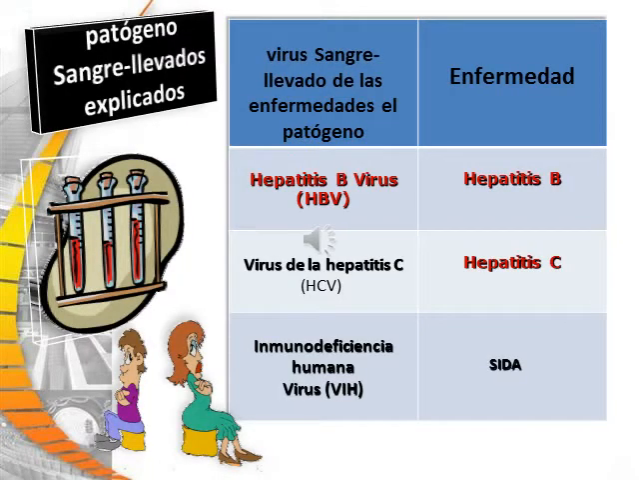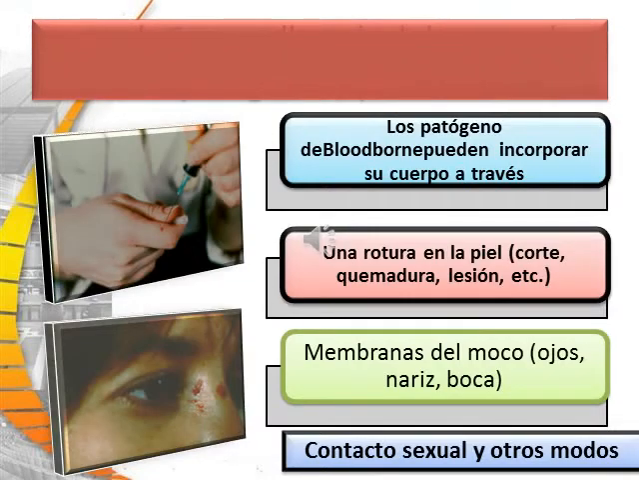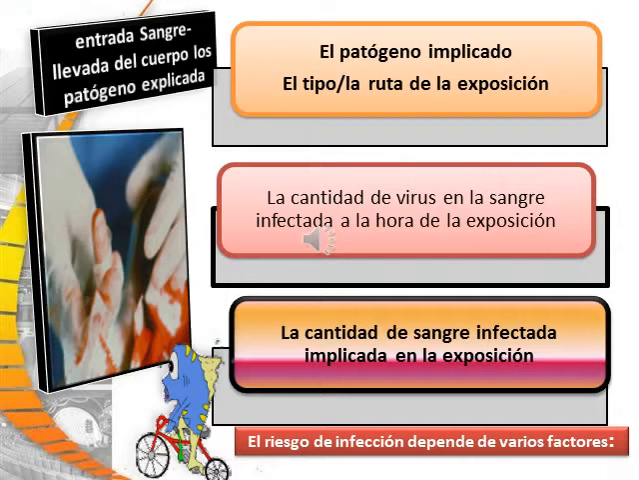Here we can see the types of bloodborne pathogens explained: hepatitis B virus, hepatitis C, HCV, and human immunodeficiency virus, HIV. Bloodborne pathogens can enter your body through a break in the skin, mucous membranes, or other modes. The pathogens involved, the type of route or exposure explained. The amount of virus in infected blood at the time of exposure, the amount of infected blood involved in the exposure. The risk of infection depends upon other factors as well.